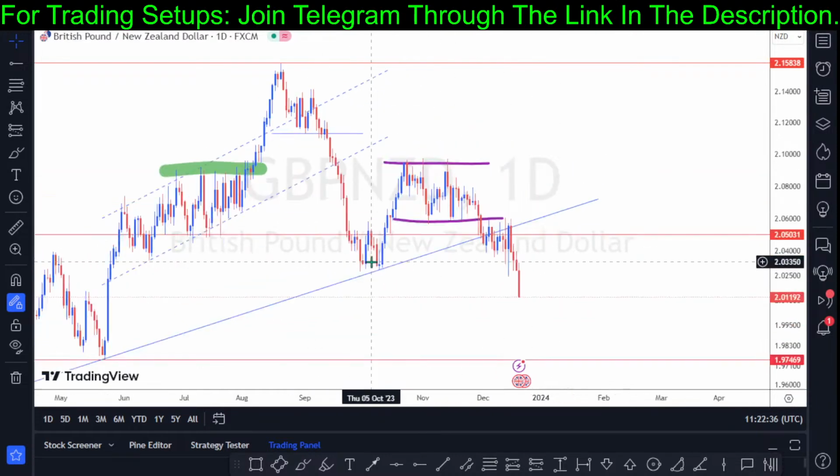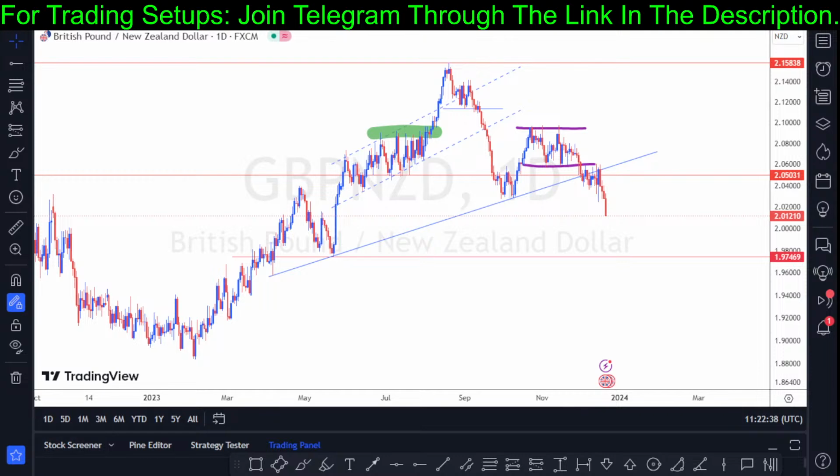Price is breaking out of this higher low swing we got right here. You can see we got a higher low swing right here, a higher low swing right here, a lower low right here, and a lower low right here. So price is breaking this higher low swing right here.